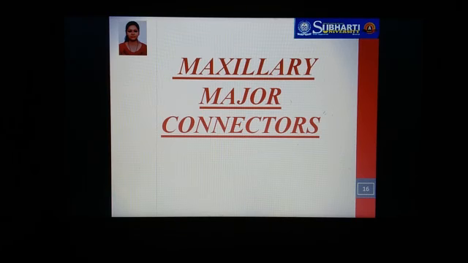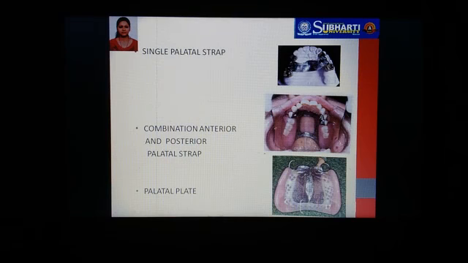So these are the little bits of things that we should keep in mind while selecting the major connectors. Today we will be discussing the different types of maxillary major connectors. Right now I am just listing all the major connectors, then we will discuss them in detail one by one. Firstly is the single strap major connector. You can see there is a single strap running across the palate. Second is the combination of anterior and posterior palatal strap. That is, there are two straps, one in the anterior area and the second in the posterior area. Third is the palatal plate. It is going to cover the entire palate.